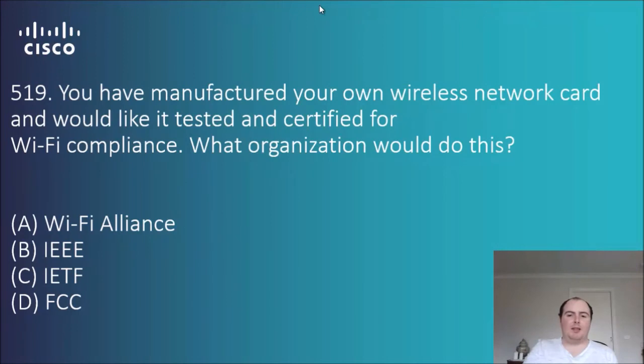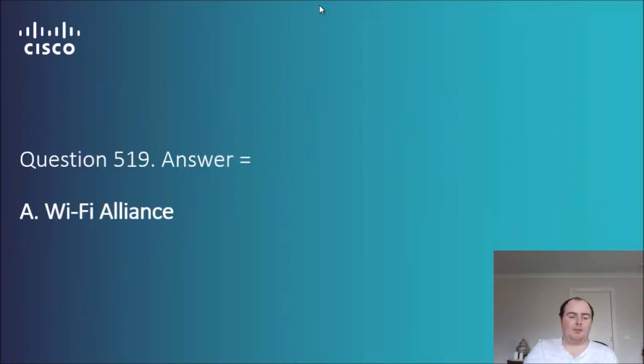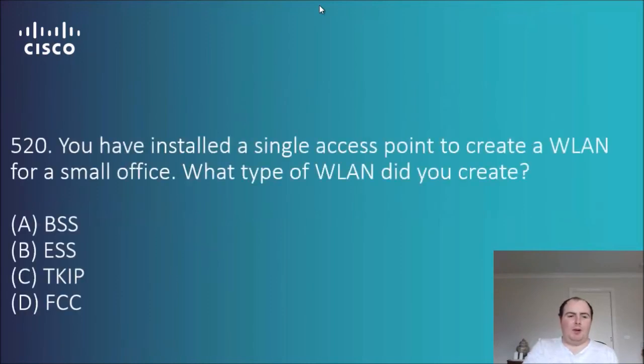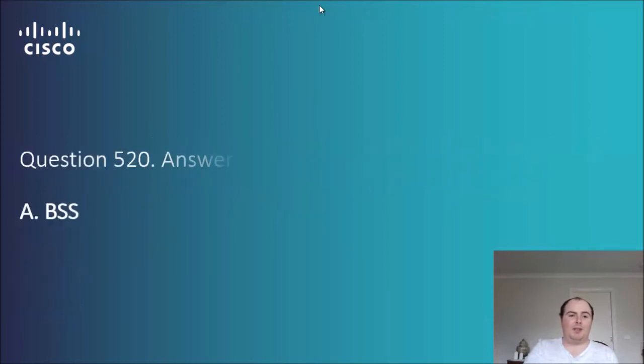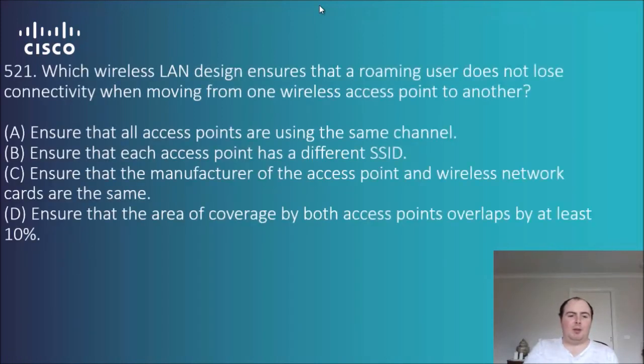5.19, you have manufactured your own wireless network card and would like it tested and certified for Wi-Fi compliance. What organisation would do this? We've got Wi-Fi Alliance, IEEE, IETF, FCC, and that is a job for the Wi-Fi Alliance. 5.20, you have installed a single access point to create a WLAN for a small office. What type of WLAN did you create? As we were mentioning before, there's one access point. It's just basic, so BSS, basic service set.